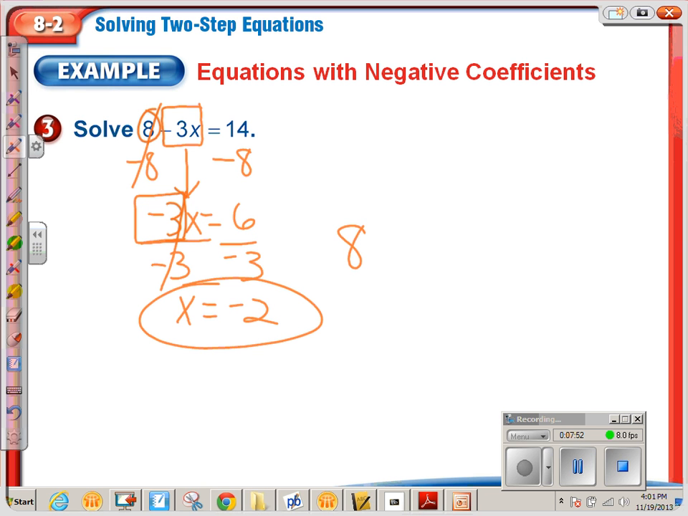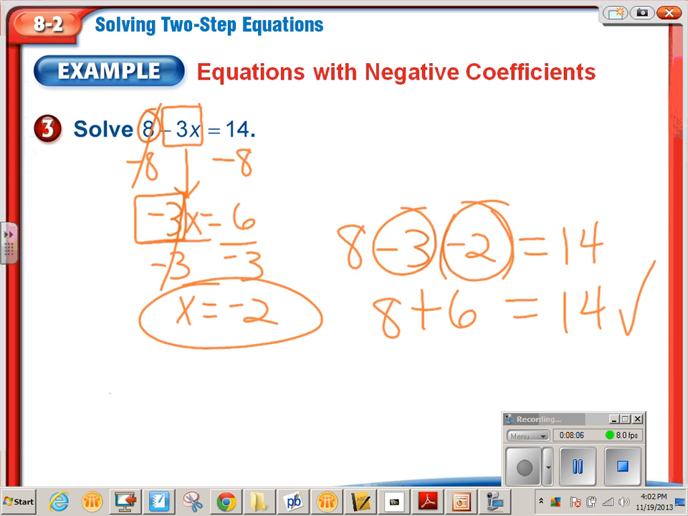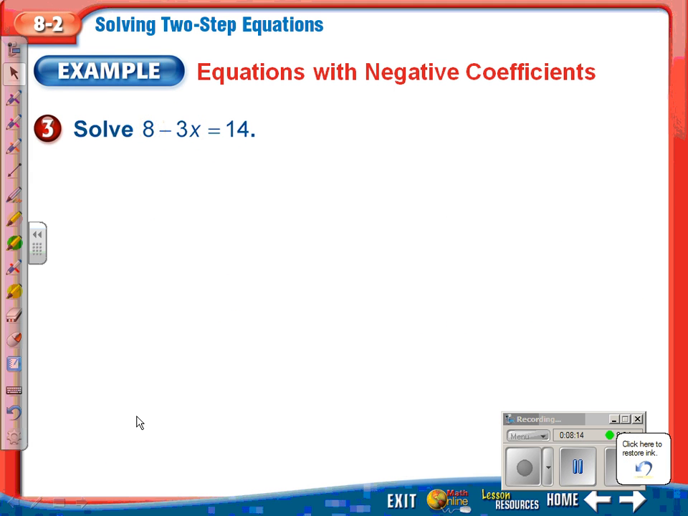If I was checking my work, 8 minus 3, I'm going to substitute in -2 is equal to 14. And so that's a -3 times a -2. That gives me a +6. And that does check, of course. Go ahead and pause the video, and I want you to go ahead and do the next one on your own. Once you have finished, then you can go ahead and start up the video.